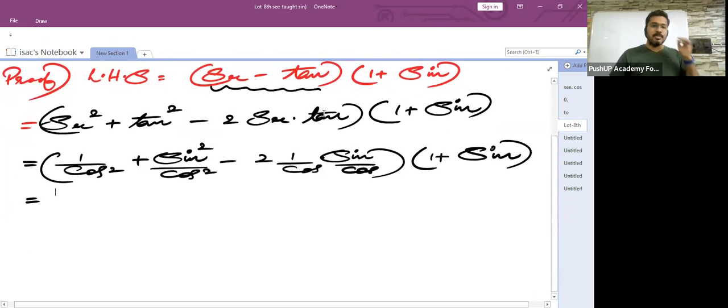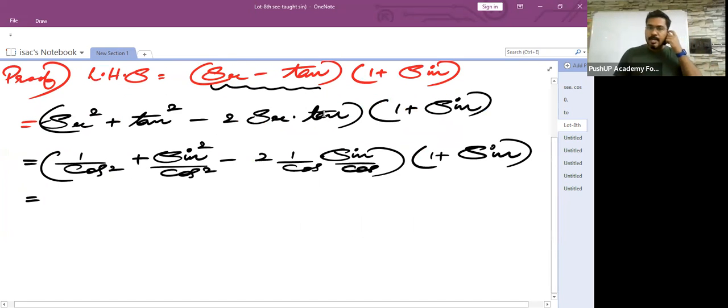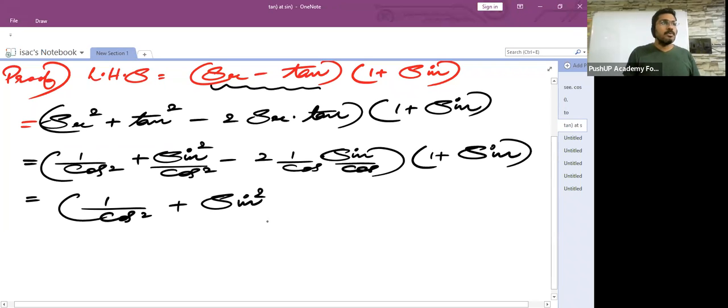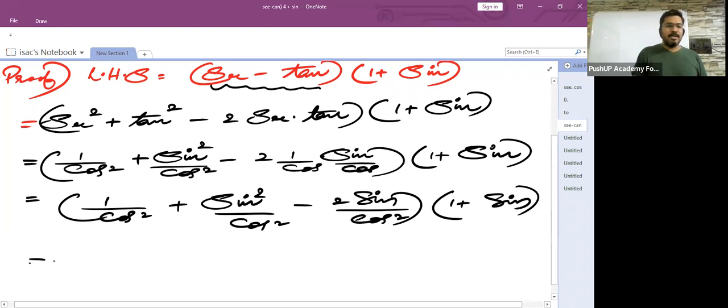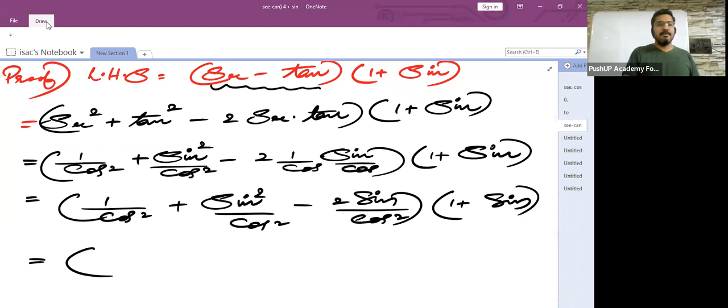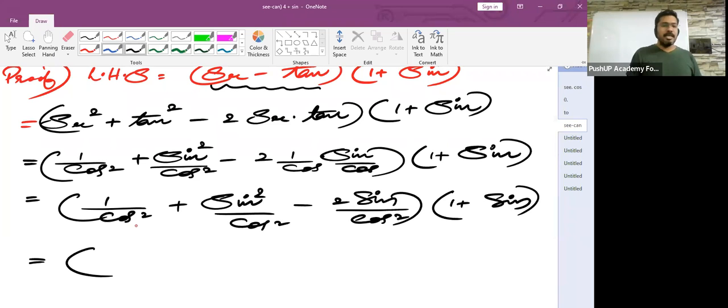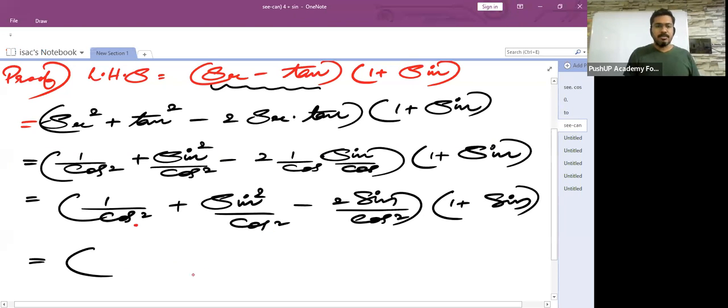So 1 upon cos square plus sine square upon cos square minus 2 into sine upon cos square. Children, if you notice, 1 upon cos square plus sine square upon cos square minus 2 into sine, where 2 sine divided by cos into cos is cos square. Okay, so far everything is going fine. What should be the LCM inside the first bracket? Cos square, isn't it? So I'll write here, cos square.